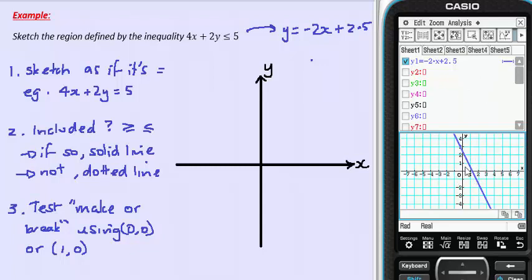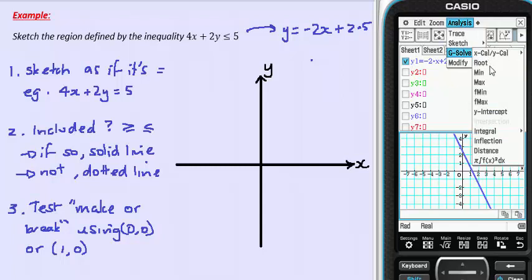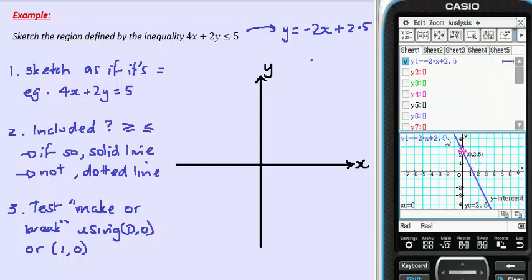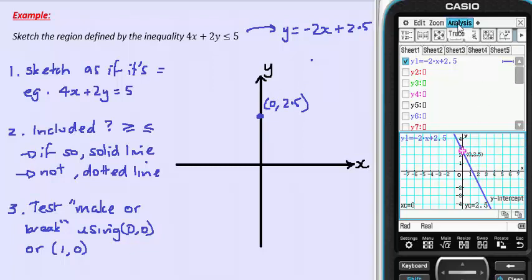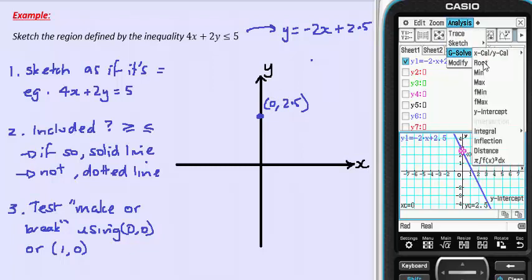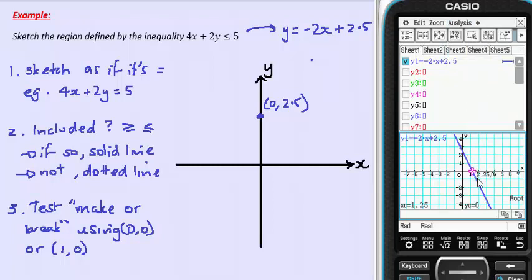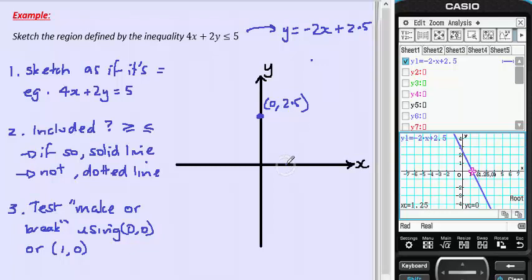I can check my intercepts by using Analysis, G-Solve. When I want to find my y-intercept, I'll hit y-intercept, and I find my y-intercept is 0 and 2.5. So I'll mark a point here at 0 and 2.5. If I want my x-intercept, I do Analysis, G-Solve and Root. Root is my x-intercept, and it tells me here it's 1.25 and 0. If I look down here, I can confirm 1.25 and 0.